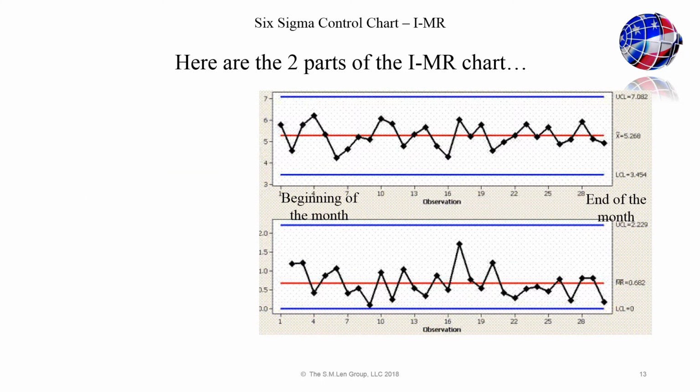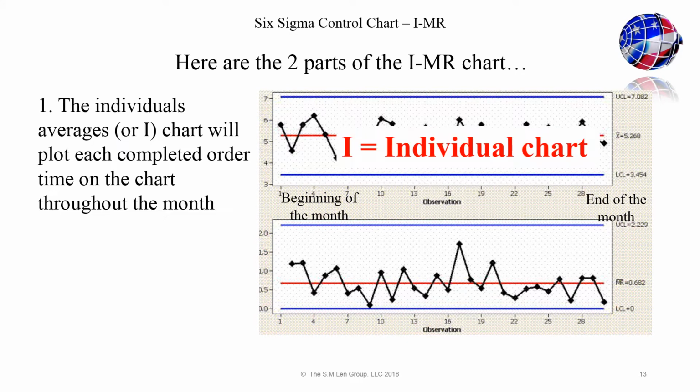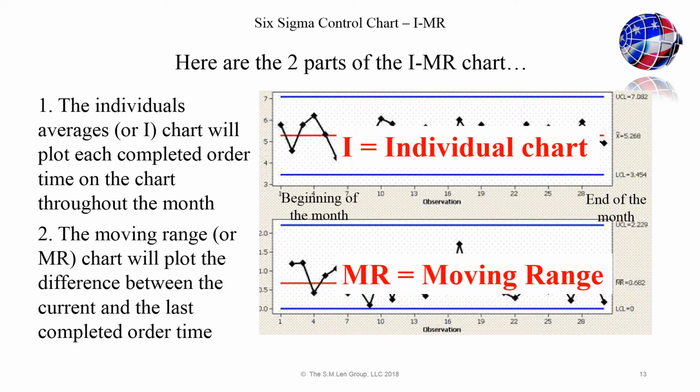Right, here are the two parts of the IMR chart. Okay, for our t-shirt example, the individual's averages chart will plot each completed order time on the chart throughout the month. The moving range, or MR chart, will plot the difference between the current and the last completed order time. And I'll show you what I mean.